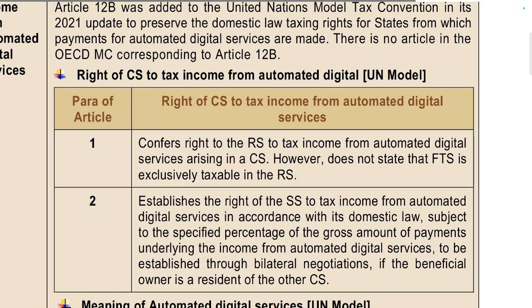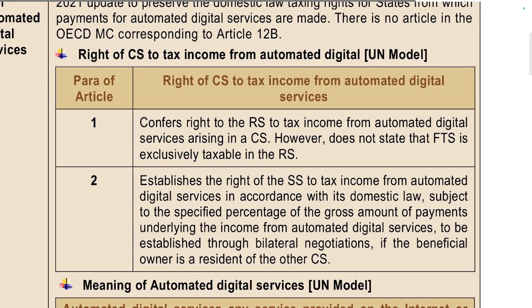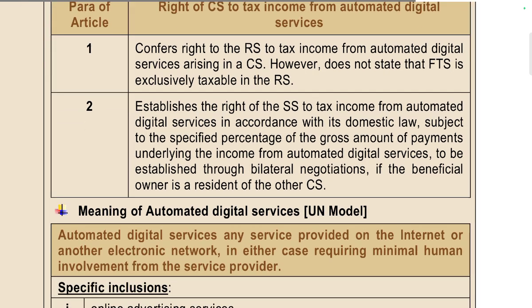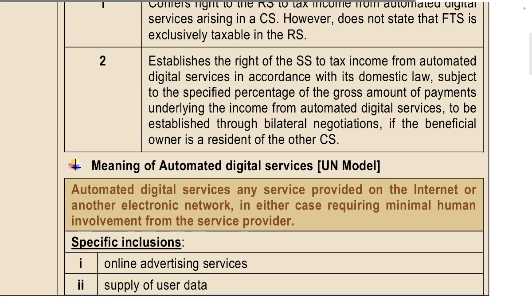The right of contracting states to tax income from automated digital services under the UN model: Paragraph 1 confers the right on the residence state to tax income from automated digital services arising in the other contracting state. However, it does not state that the income is exclusively taxable in the residence state. Paragraph 2 establishes the right of the source state to tax income from automated digital services in accordance with its domestic law, subject to a specific percentage of the gross amount of payment underlying the income, to be established through bilateral negotiation, where the beneficial owner is a resident of the other state.